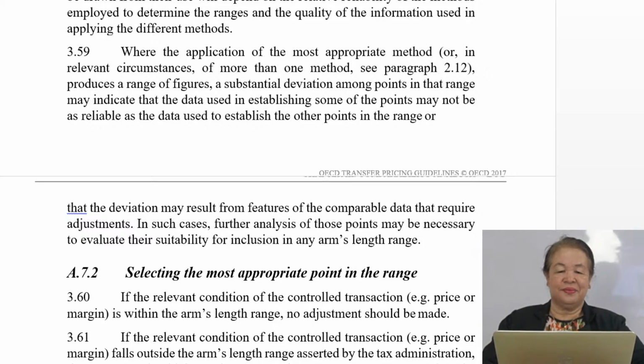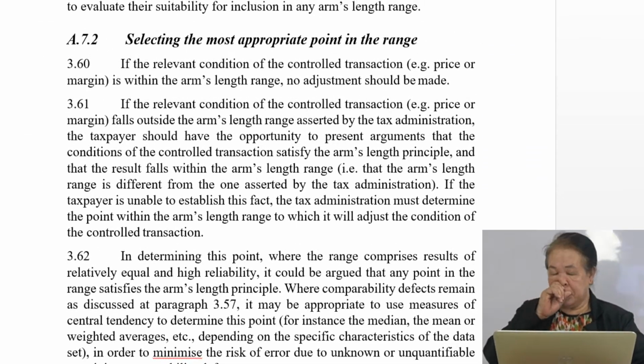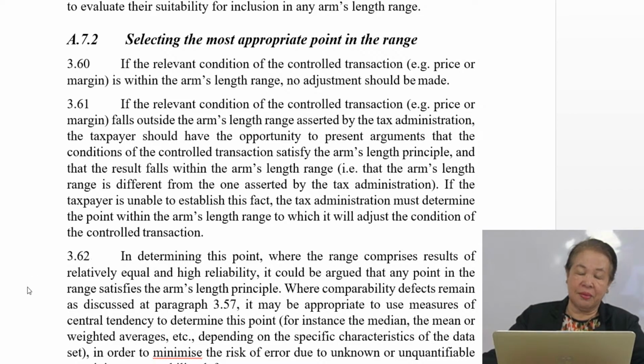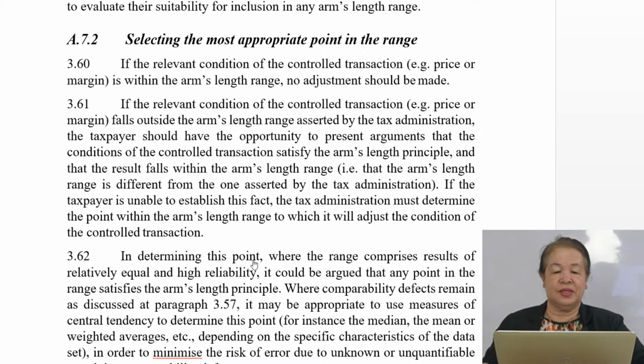Okay. Sige. So, selecting the most appropriate point in the range. If the relevant condition of the controlled transaction, price or margin is within the arm's length range, no adjustment should be made. Kung within the range siya, no? Sabi ng OECD kasi, 25 to 75 na range, nandyan, pasok pa yung halimbawa, gross margin mo, yung factor na ginamit na sa comparability, then acceptable pa. Pero yung may ibang mga laws or regulations, ang domestic tax authority, na meron na silang range, no? Pero sa atin wala. So, kaya we follow the OECD transfer pricing guidelines.